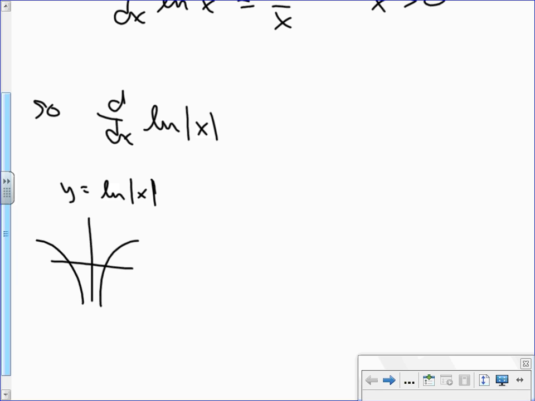Wait, okay. Why, if that's absolute value, why is it not equal to 0? It's the absolute value of x. So if the natural log of 2 is some number, a, and I ask what's the natural log of negative 2, well, that doesn't exist. You can't take the natural log of a negative number. But if you put absolute values on it, then the natural log of the absolute value of negative 2 is whatever the natural log of 2 is. It's the same number. So you get basically the same graph, only flipped over.